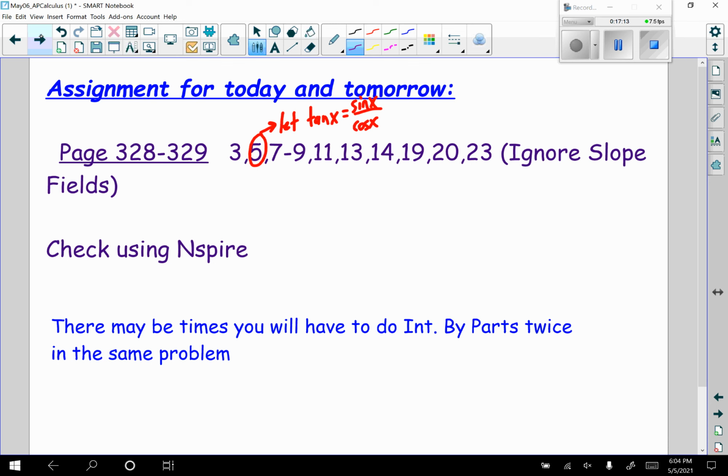So this assignment, you can start this today, continue it tomorrow, and then I will have the solutions up on Monday. So from pages 328 to 329, this set of problems here, ignore anything that says the slope fields. When you get to number 5, just rewrite tangent x as sine x over cosine x. Remember, you can check all of these using your calculator. And as I just mentioned, sometimes you have to repeat the process.